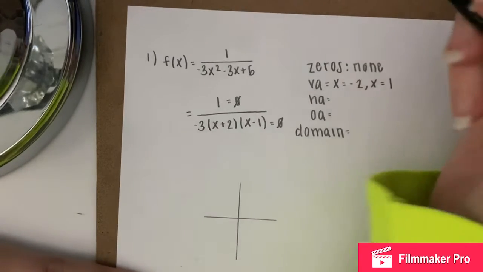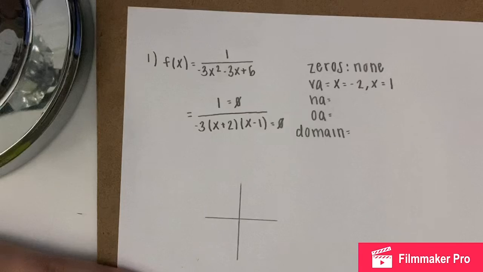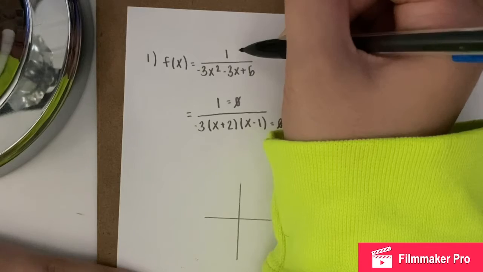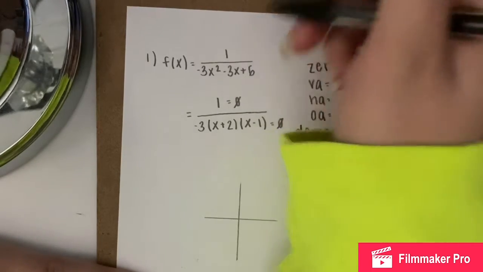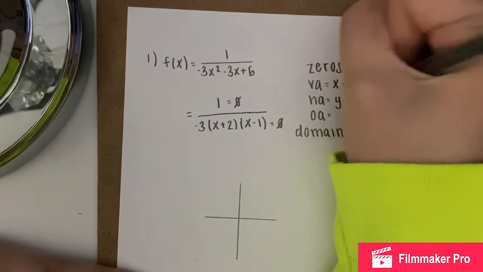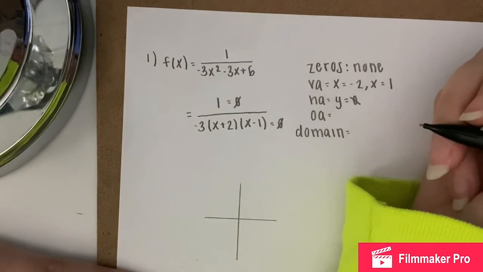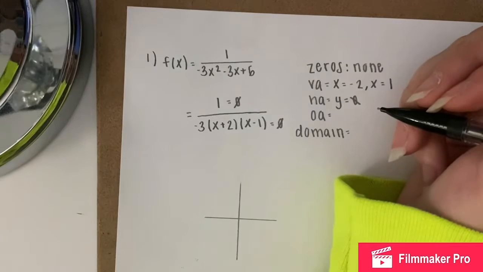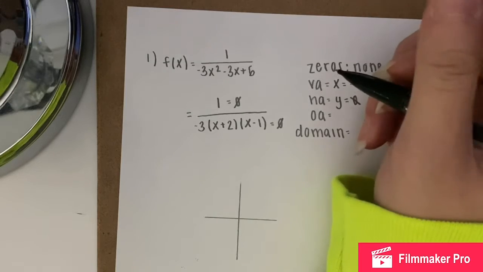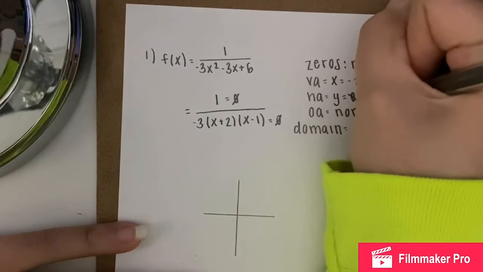Now for our horizontal asymptote, we need to look at the degrees in the numerator and the denominator. And because the degree in the numerator is smaller than the one in the denominator, we know that the horizontal asymptote is going to be y equals 0. And now for our oblique asymptote, we can see that because the degree in the numerator is not greater than the one in the denominator, there's not going to be one. So we just put none.